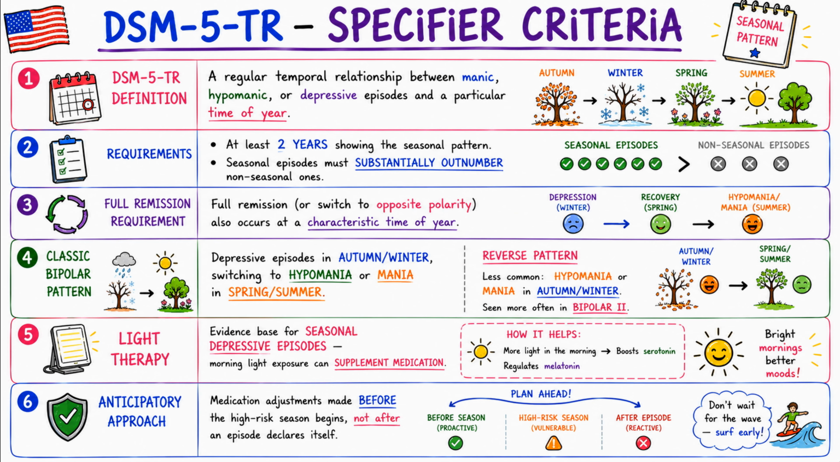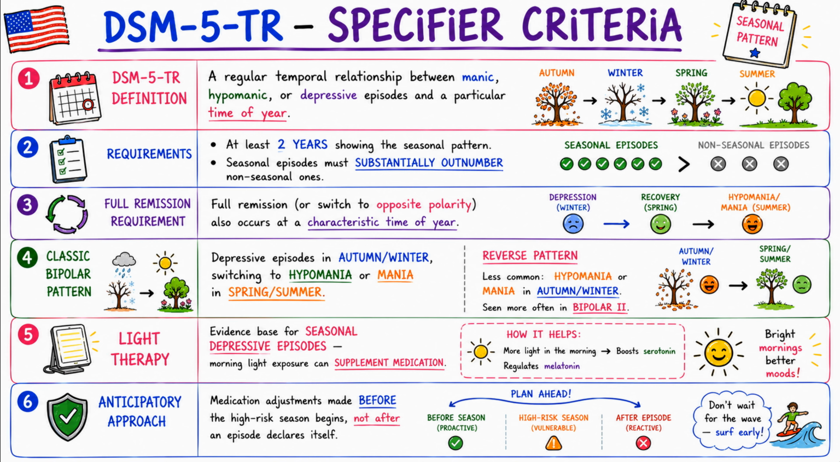Seasonal pattern is the one specifier that patients often identify themselves before any clinician does. They come in and say, every October I start going down, every March I feel amazing, sometimes too amazing. And they're right. The specifier formalizes that observation into something clinically meaningful. For DSM, the requirements are a regular temporal relationship between episodes and time of year, at least 2 years of this seasonal pattern, and crucially, the seasonal episodes must outnumber non-seasonal ones across the patient's lifetime. You can't have one winter episode and call it a seasonal pattern.